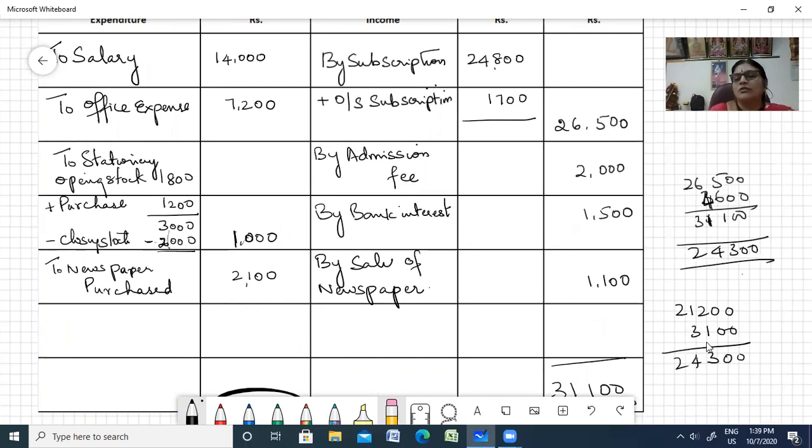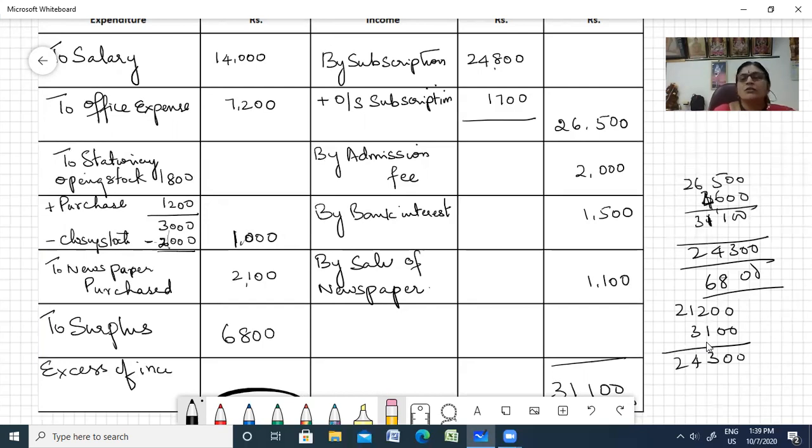24,300. So 0, 0. Then you have 11 minus 3, so you have 8. Again 10 minus 4, 6. So 6,800. I think in the reader they have given you 7,800. That's the wrong answer, ma'am, so you just correct it. So this is your surplus, the excess of income over expenditure.